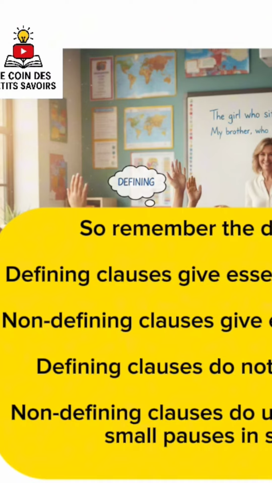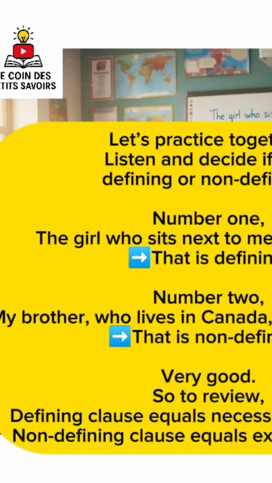Let's practice together. Listen and decide if it is defining or non-defining. Number 1. The girl who sits next to me is very kind. That is defining. Number 2. My brother who lives in Canada is coming to visit. That is non-defining. Very good.